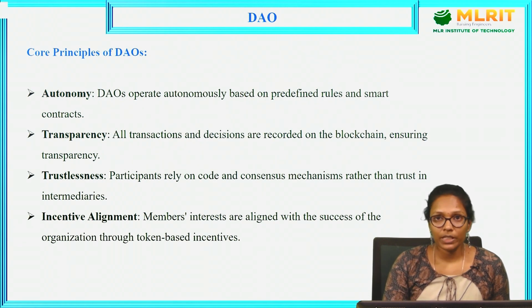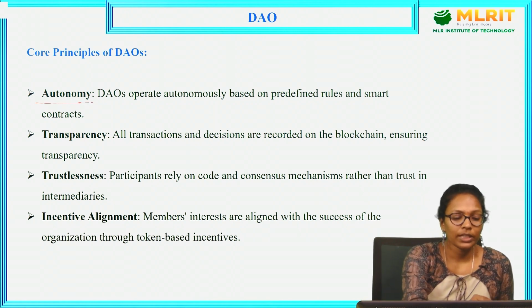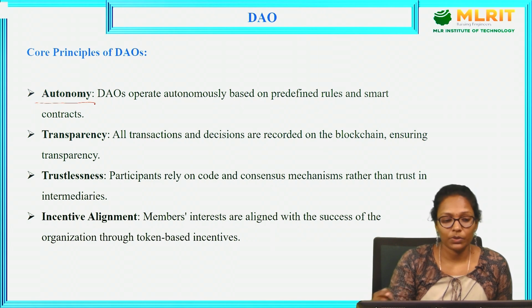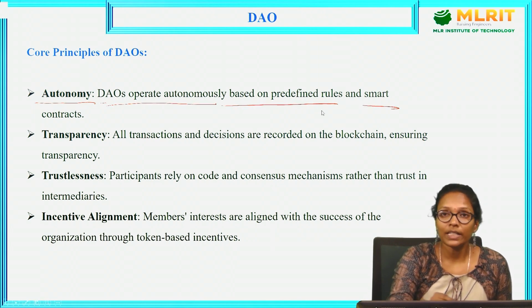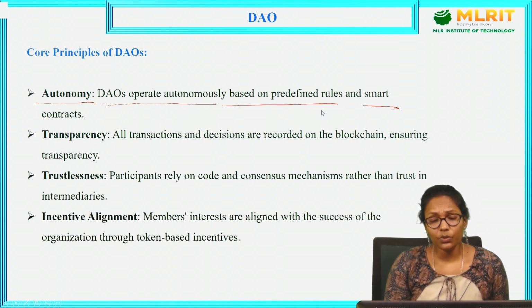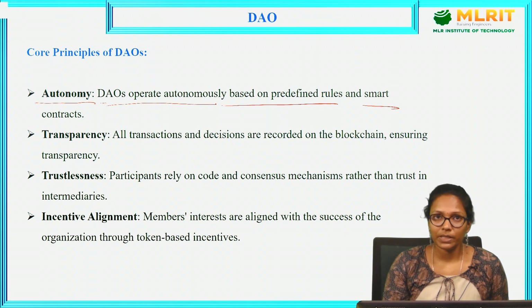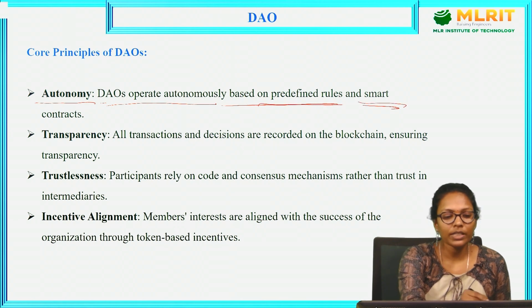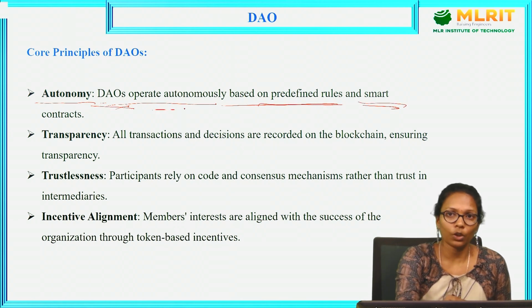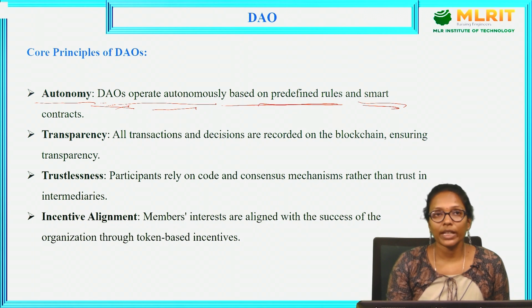Coming to the principles of DAO. What are the main principles of DAOs? One is autonomy. The name itself tells it is autonomous. DAOs operate autonomously based on predefined rules and smart contracts. We have some set of rules and smart contracts, and a smart contract is a piece of code which is executed automatically when a condition triggers. So based on the predefined rules and smart contracts, it operates autonomously. We don't need a person to execute any contract explicitly every time.